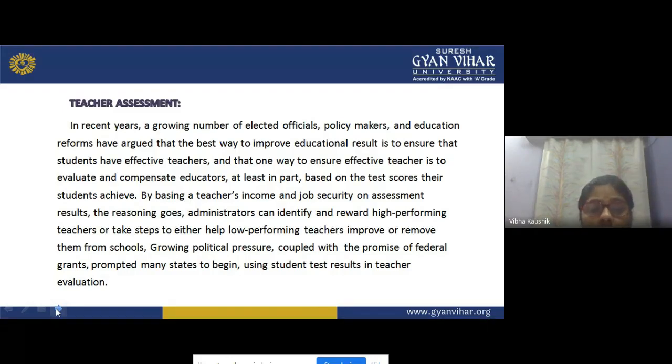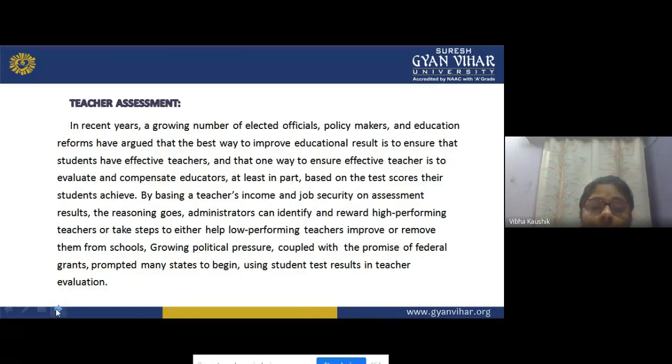Growing political pressure, coupled with the promise of federal grants, prompted many states to begin using students' test results in teachers' evaluation. Now, what is the basis of assessing a teacher's performance? The basis of assessing a teacher's performance is how a student is performing in a test. What are the results of the students?